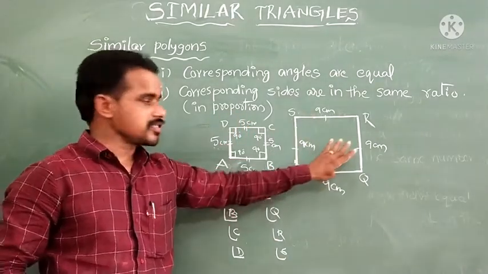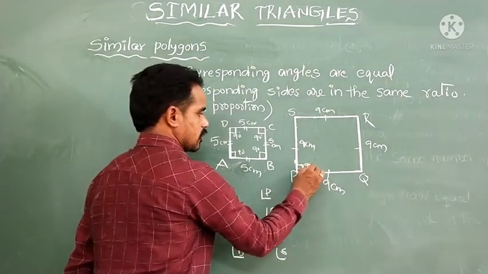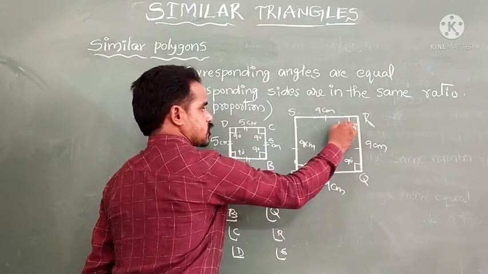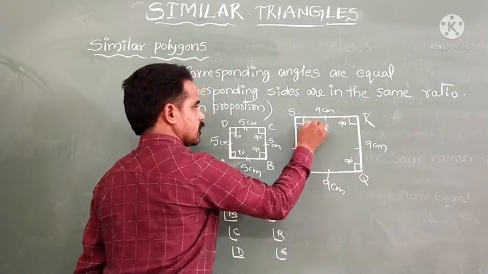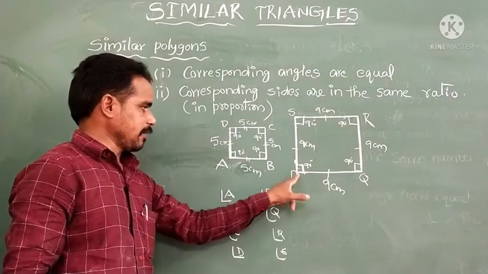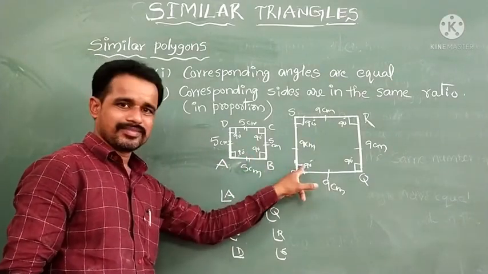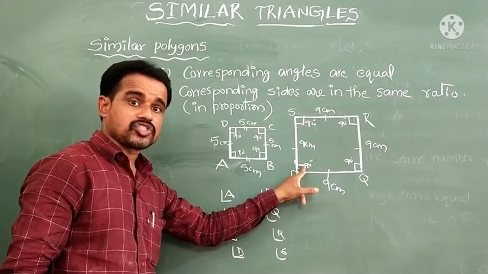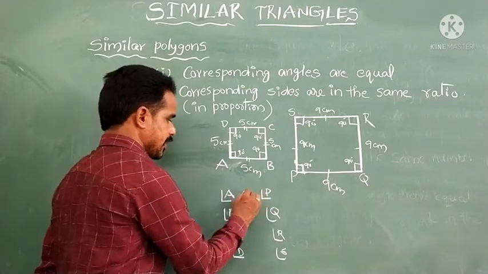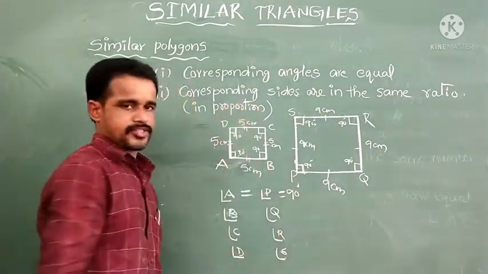Next, take this. This is also a square, right? In this also, each angle is 90 degrees. Now check corresponding angles. Angle A 90, angle P 90. So corresponding angles are equal. Not one angle, we have to check all the corresponding angles. Am I right? So angle A is equal to angle P, that equal to 90 degrees.